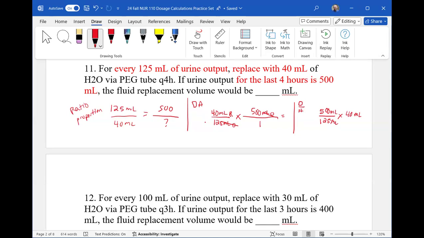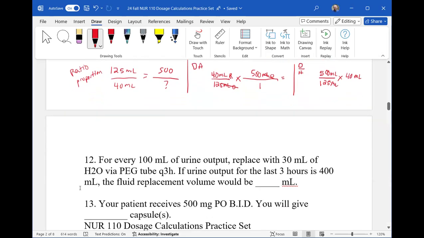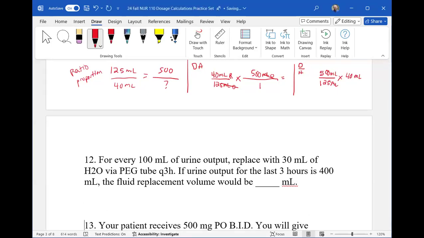In one of the note pages I have, I basically did ordered over available, and I said take the actual output, divide it by the experimental or theoretical or expected output. So in that instance, 500 over 125, and then multiply it by the replacement volume. If you do that, you'll get it right every single time. Okay, so try number 12 and see if you get this. Let's see if we can get consistent answers. If you have access to your chat, just go ahead and try number 12.